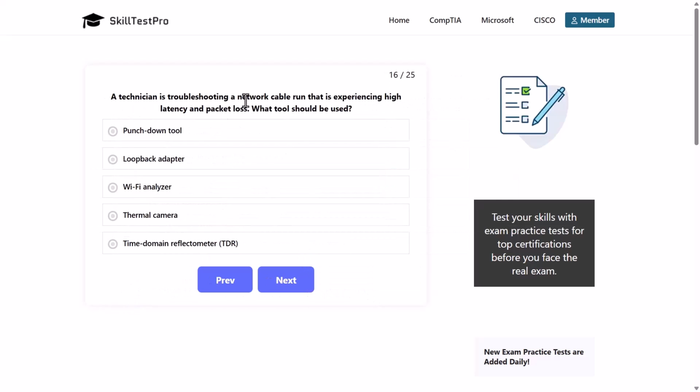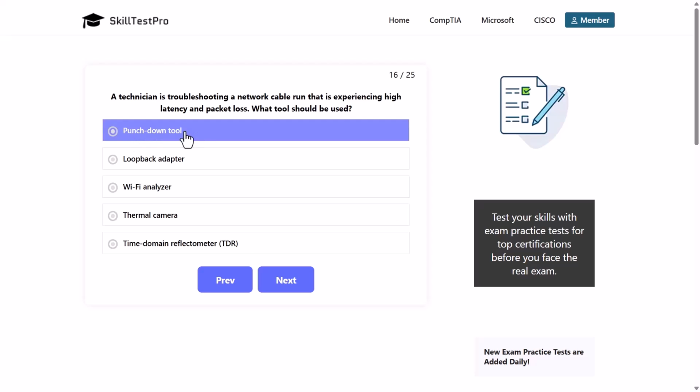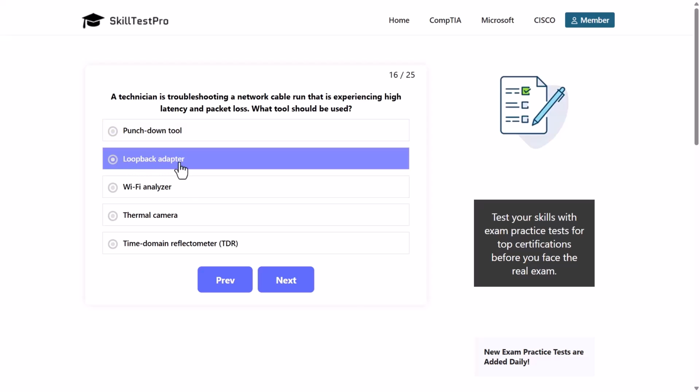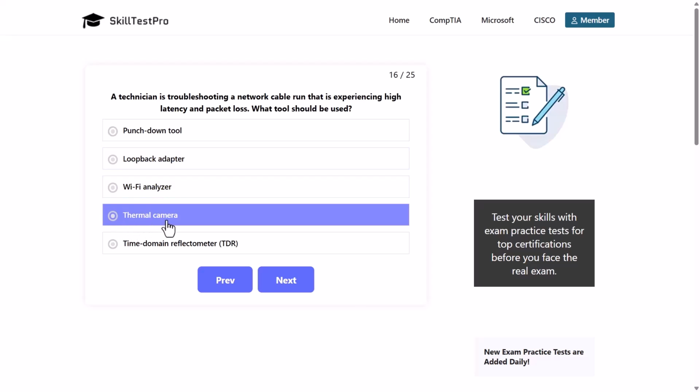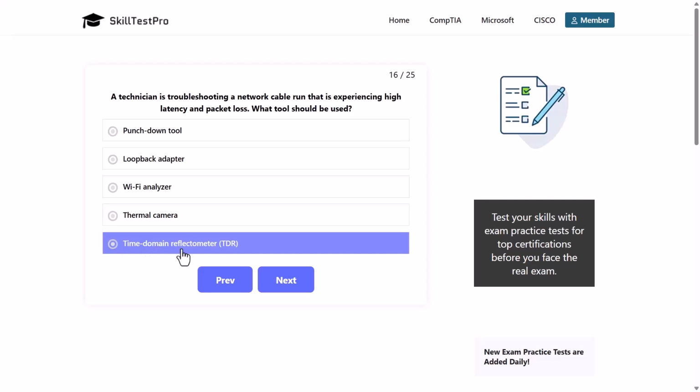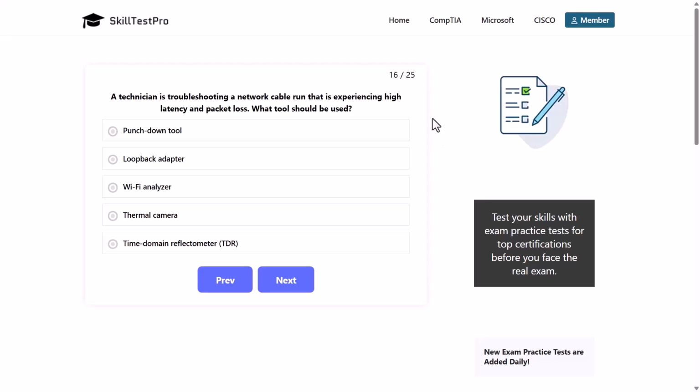A technician is troubleshooting a network cable run that is experiencing high latency and packet loss. What tool should be used? Punch down tool, loopback adapter, Wi-Fi analyzer, thermal camera, or time domain reflectometer, or TDR. Which one is the correct answer?